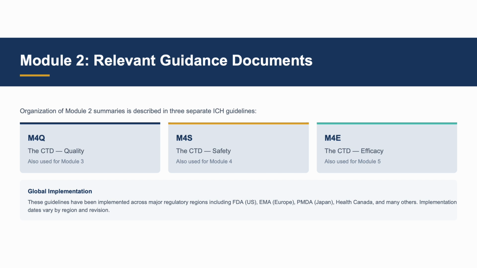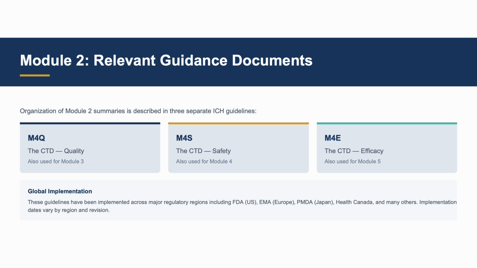M4Q, titled the CTD Quality, governs the structure and content of quality-related sections. This guideline covers both Section 2.3, Quality Overall Summary, in Module 2 and the entire Module 3 Quality Documentation. M4Q provides detailed guidance on how to organize and present your chemistry, manufacturing, and controls information. M4S, titled the CTD Safety, addresses the non-clinical sections of the submission.